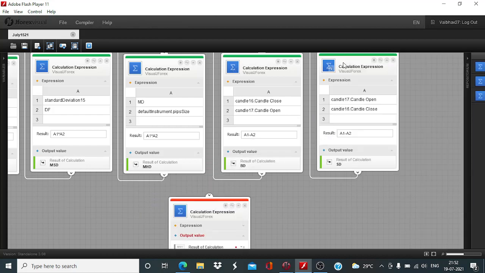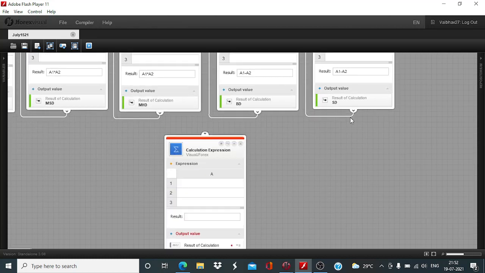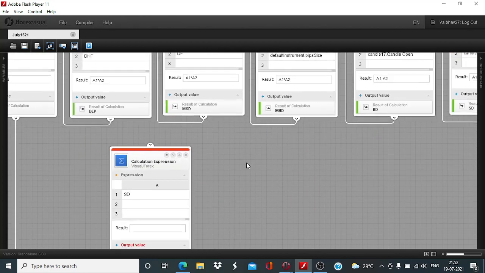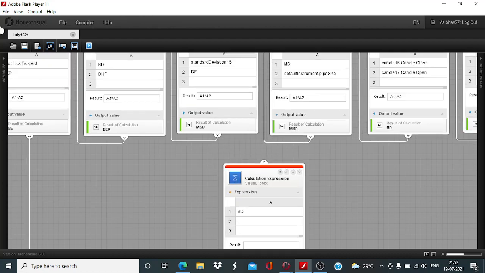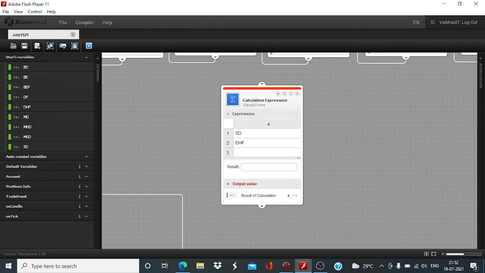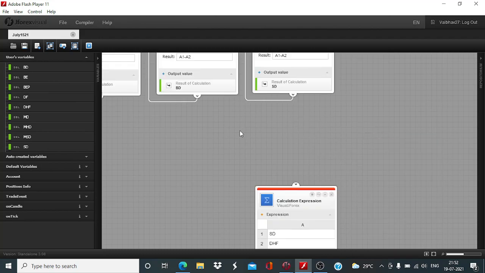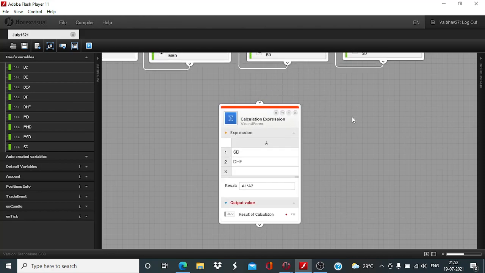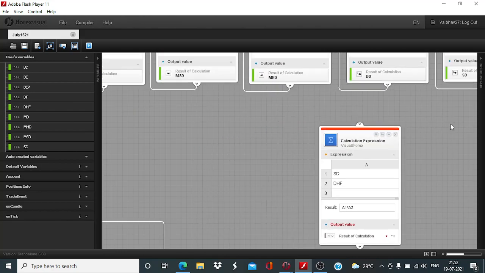Okay, here it is. DHF. I think DHF has the value of 0.5. Yes, it does. So we'll take it, multiply A1 into A2 and deviation, standard side difference it is.